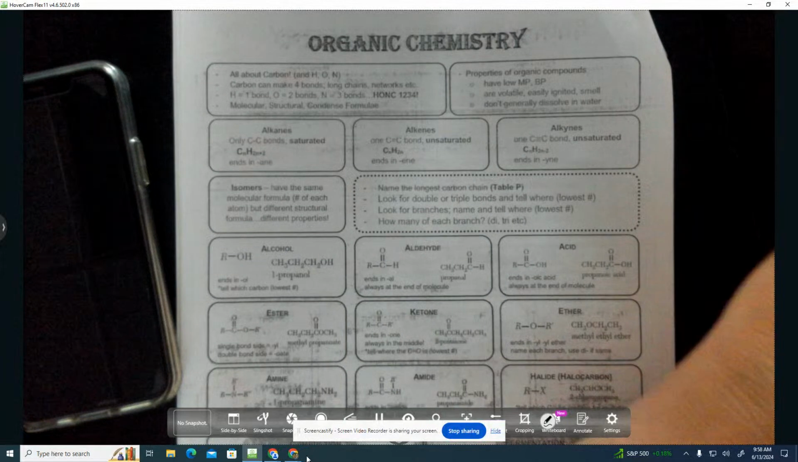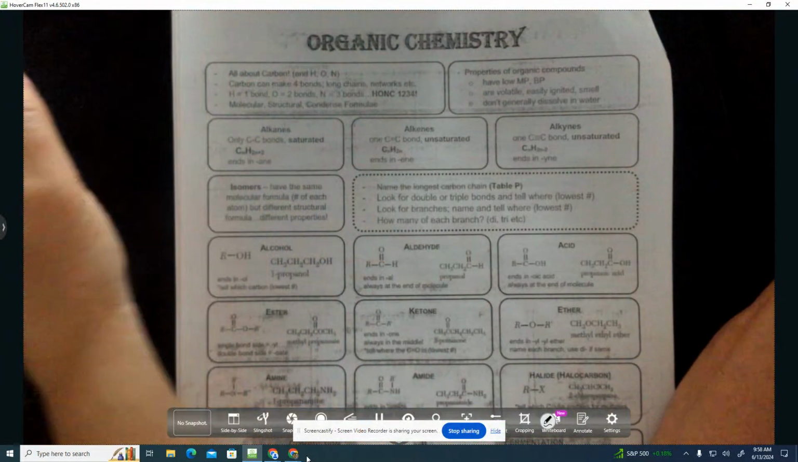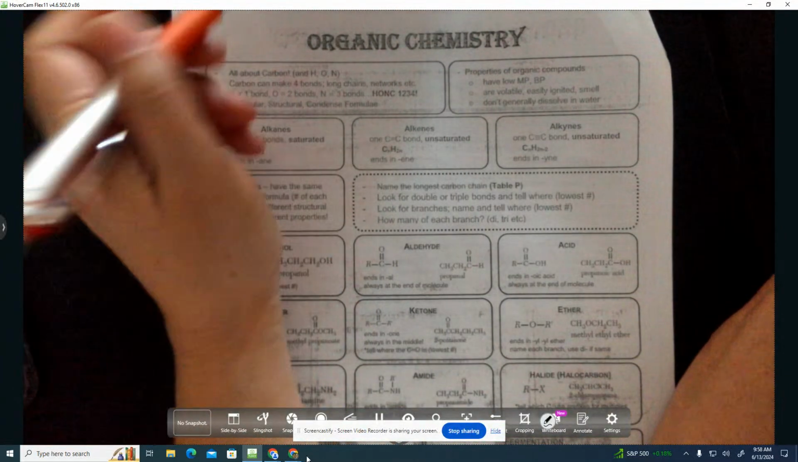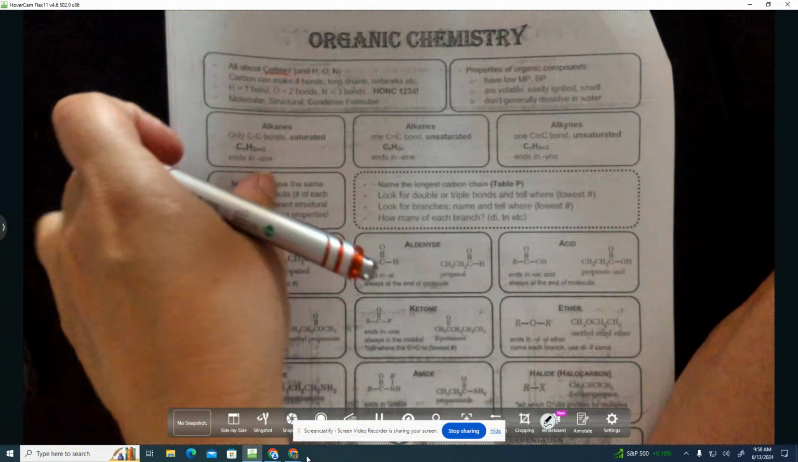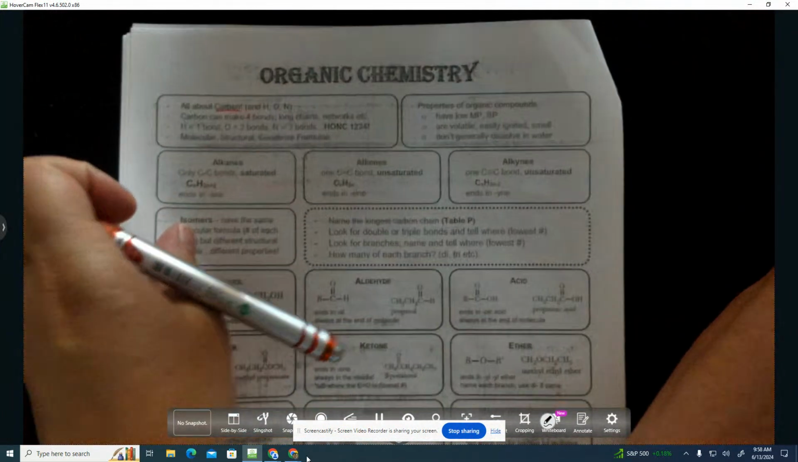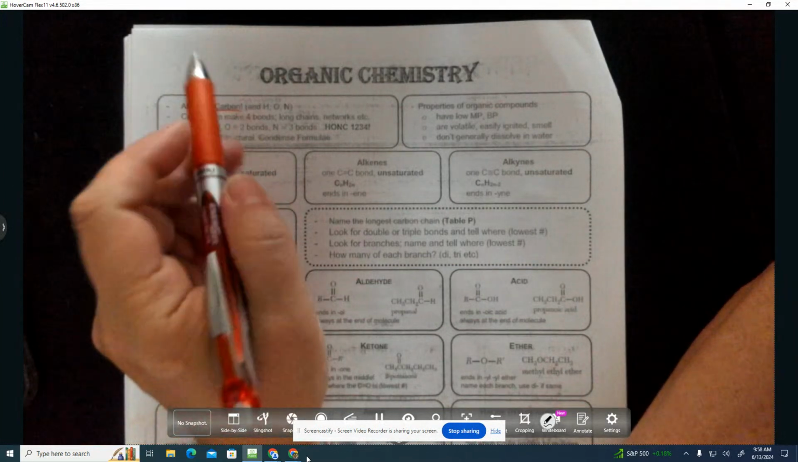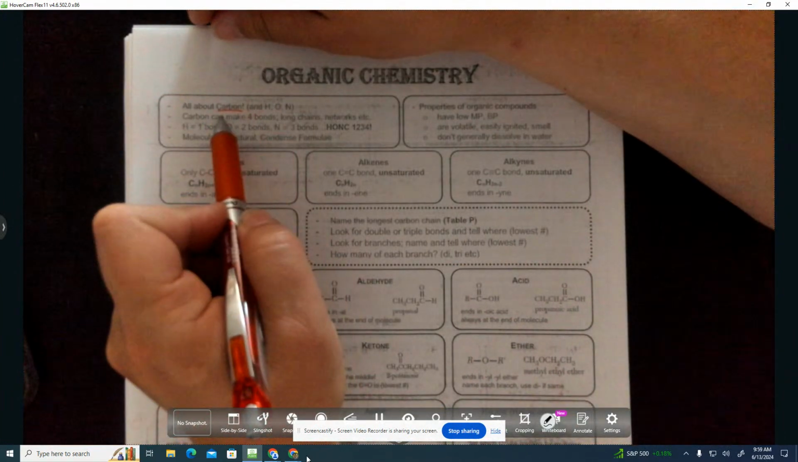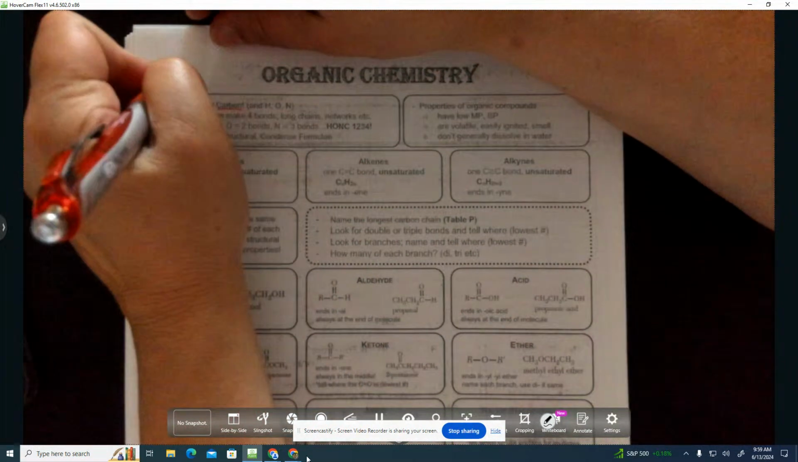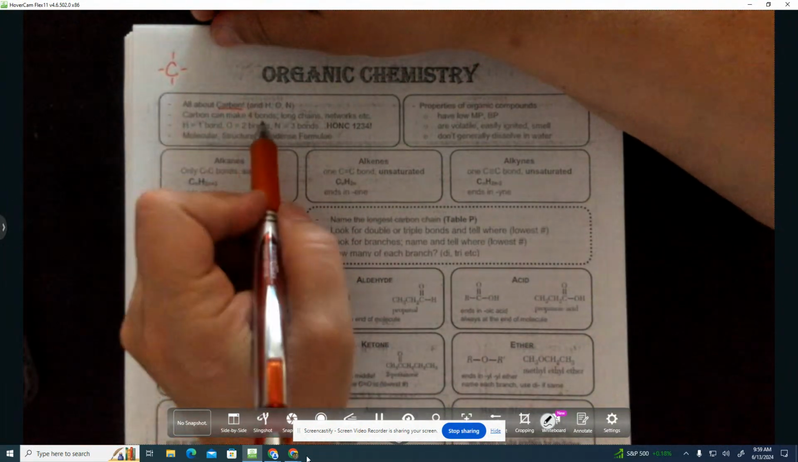Organic. In an organic reaction, carbon is the star of the show. If they ask you what you need to be organic, the answer is carbon. There will also be hydrogens, oxygens, nitrogens, and other things involved in organic chemistry, but the star of the show is carbon. Carbon can make 4 identical covalent bonds. That's what it says right here.